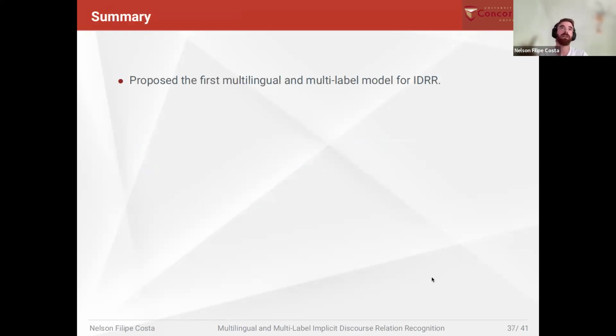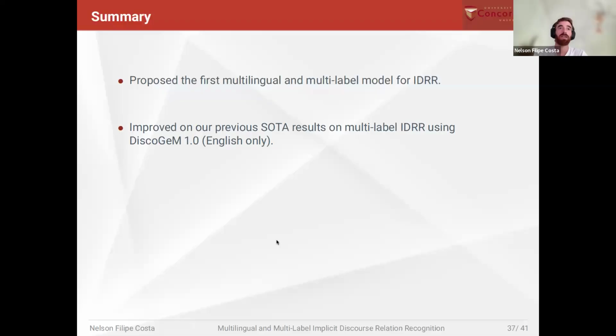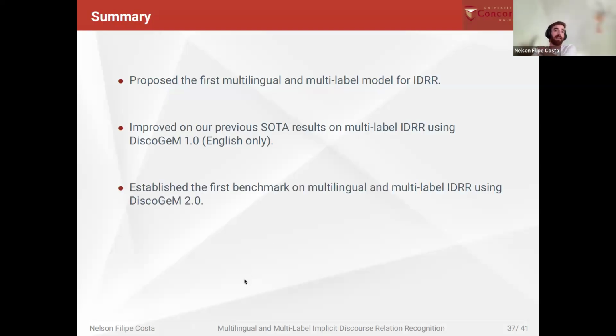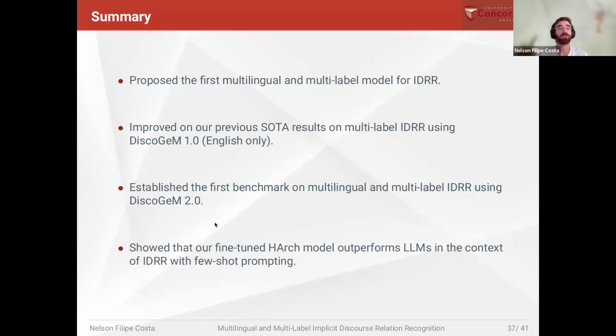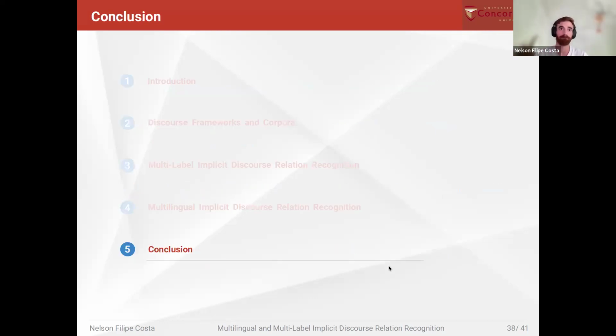So as a summary for this last research question, we propose a first multilingual and multilabel model for IDRR. In the English setting only, using Discourse Gem 1, we improved our previous state-of-the-art results on the multilabel setting. On the multilingual setting, we established the first benchmark on multilabel IDRR using Discourse Gem 2.0. And we also showed that our fine-tuned Arch model outperforms LLMs in the context of IDRR with few-shot prompting.